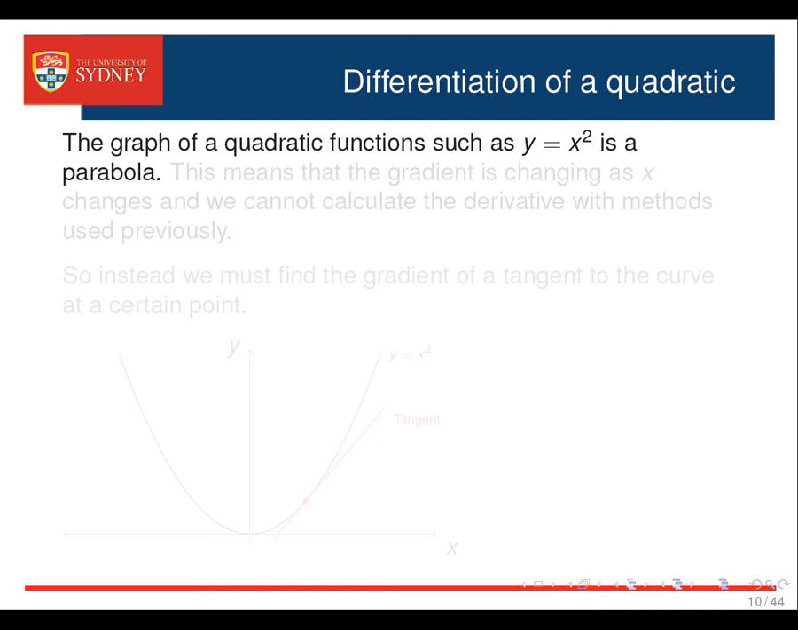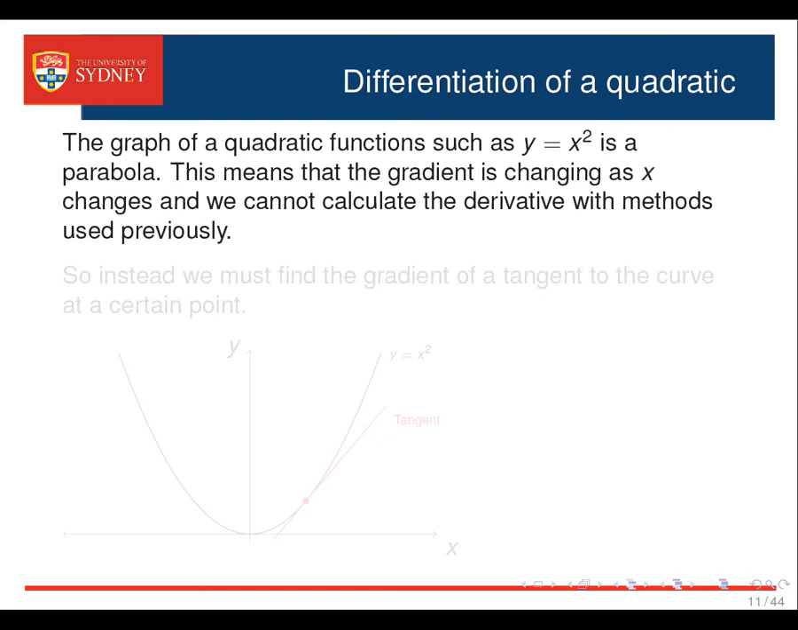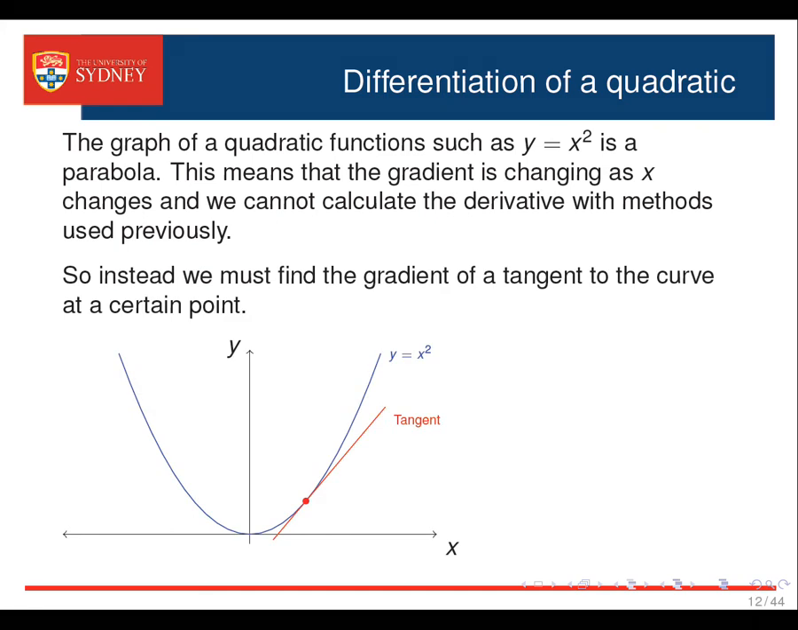The graph of a quadratic function is a parabola. This means that the gradient is changing as x changes, and we cannot calculate the derivative as we did for the linear functions. The slope of a function at a particular point is the slope of the tangent to the curve at that point. So to find the derivative of a function, consider the gradient of the tangent to the curve at a certain point.